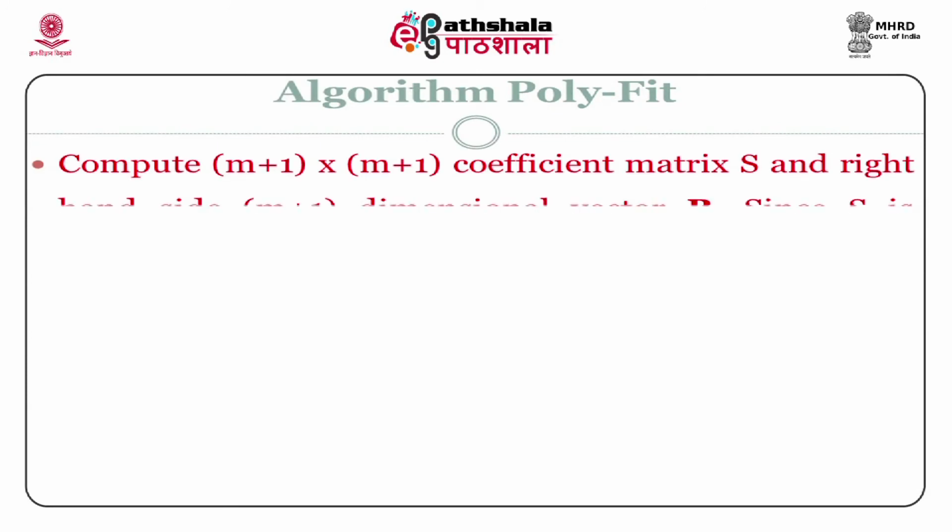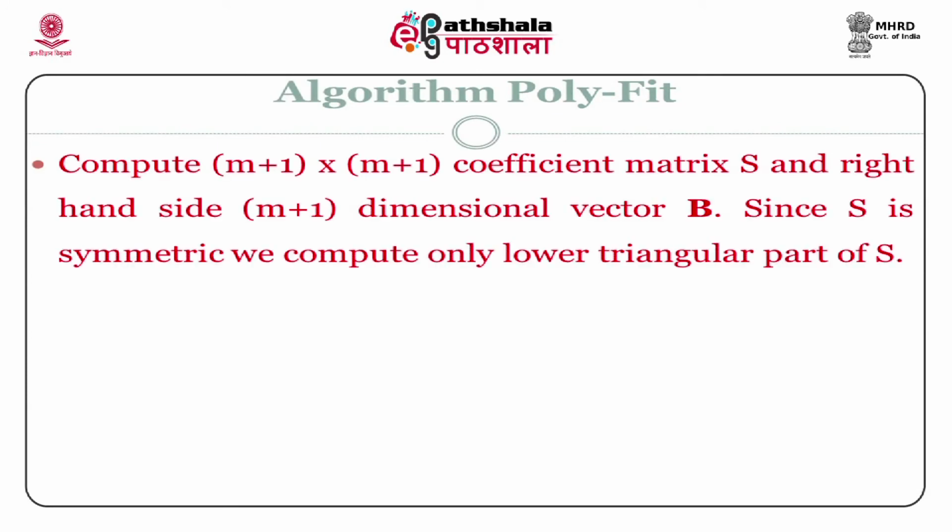Now compute the m plus 1 cross m plus 1 coefficient matrix S and the right hand side m plus 1 dimensional vector b. These are the two things that we want to calculate. Since S is symmetric, we compute only the lower triangular part of S, including the diagonal, and the upper triangular part will simply be the mirror image of the lower triangular part. So for i equal to 0 to m, we set bi equal to 0. First we are calculating the right hand side vector.